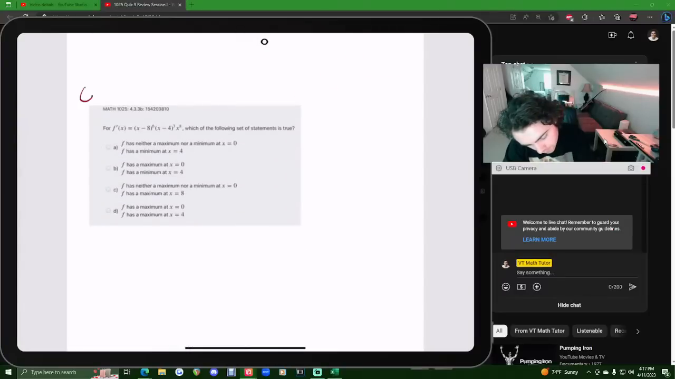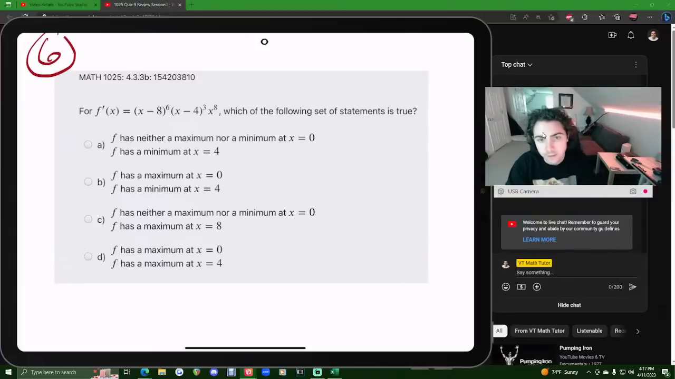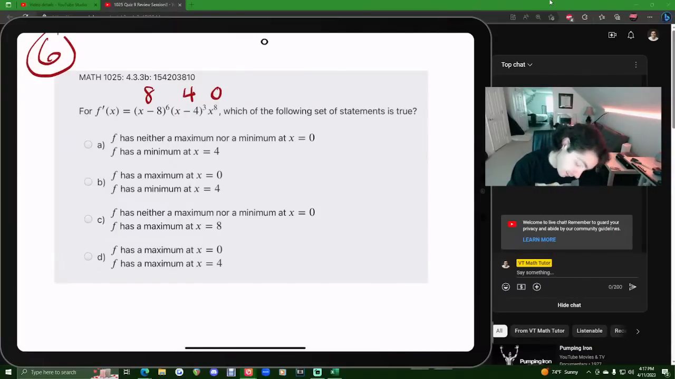Let's keep going. Number 6, they give us f prime as another factored situation, but now they have exponents attached to those factors. So the first step is finding the x values for which f prime is equal to 0. Similar situation, right? 8, 4, and this is a weird one, but if you just have x to some power, 0 is the x value that would make that equal to 0, which would make the overall f prime equal to 0. So x equals 8, 4, and 0 are the x values for which f has possible maxes or mins.